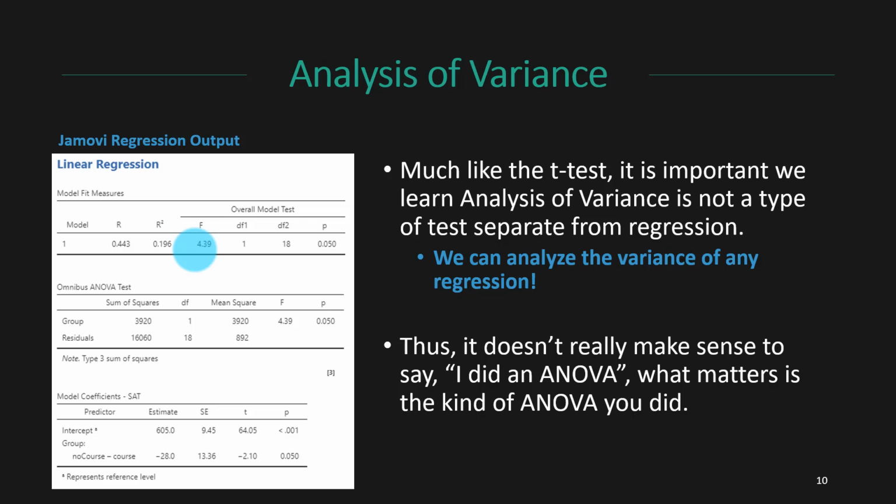So, as one of the things we'll show in the different videos as we go along, it doesn't really make sense to say, I did an ANOVA. What matters is what kind of ANOVA you did. And things that have common names in the literature, such as a one-way ANOVA or a multifactorial ANOVA, are all just special cases of regression models. But at the end of the day, they're all regression models, and we're always going to start by figuring out what's the total variability in Y, and then how much of that variability is getting explained by our different factors.